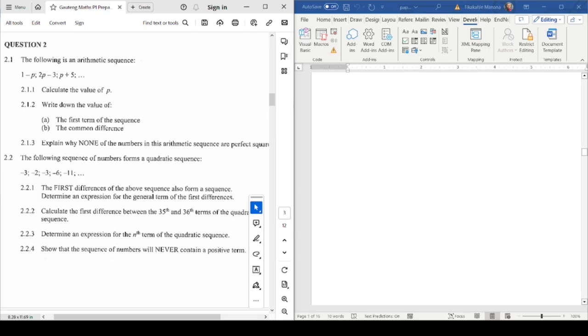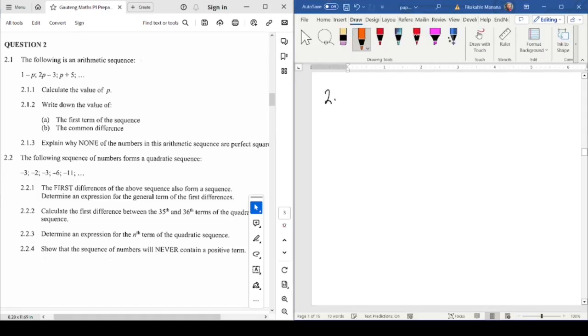Anyway, let's move on to question 2.1.1. It says the following is an arithmetic sequence. Okay, arithmetic. We know that in arithmetic, D is equals to term 2 minus term 1, which is also equals to term 3 minus term 2. Right. Okay, we know that part.